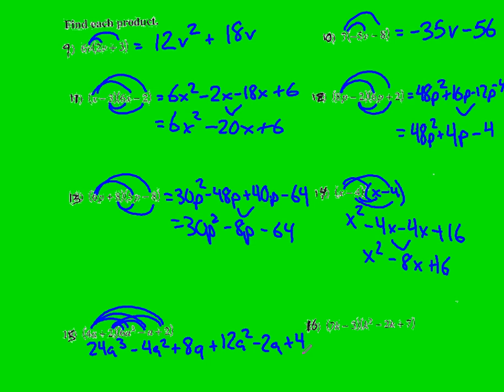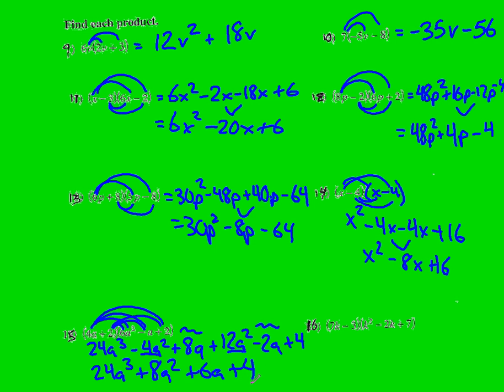And now it's just combining like terms. 24a cubed, that didn't change. You have a negative 4a squared and a 12a squared, so that'll become plus 8a squared. Here's an 8a and a negative 2a, so that'll become positive 6a. And then there's nothing else to go with the 4, so it stays just as it is.